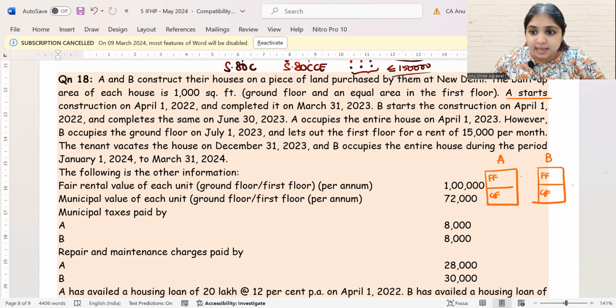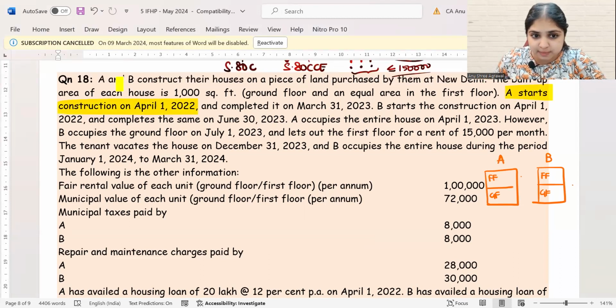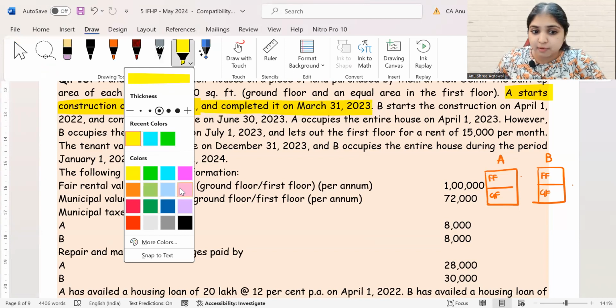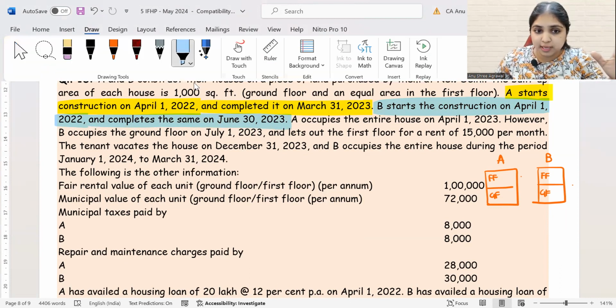Then the question says, A starts construction. So they're giving us information about A. A starts construction on 1st April 2022, completed it on 31st March 2023. This is information about A. Then they're giving us information about B. They're saying that B starts construction on April 1st, 2022, and completes the same on 30th June 2023. So they've given us information about both A and B.